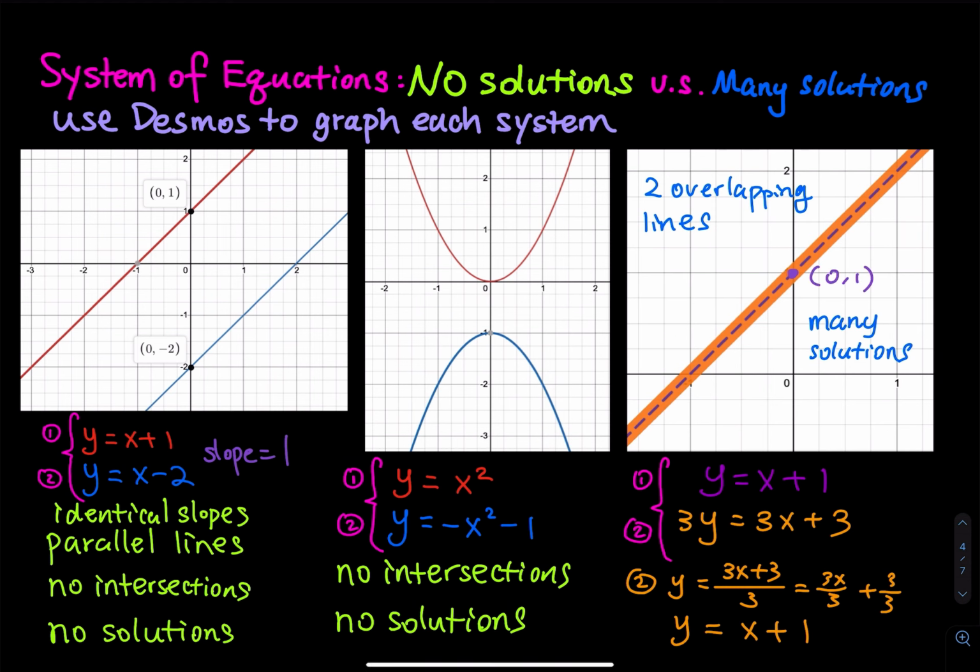So basically equations 1 and 2 are the same line, so we have two overlapping lines, and sometimes people call these two lines dependent. They are exactly the same, they just don't look the same, but when you graph them, they are exactly the same. That means as long as you find one solution for the first line, let's say (0, 1), as long as you find a point on the purple line, then that point is guaranteed to fit the second equation. So in this case, this system has many solutions.